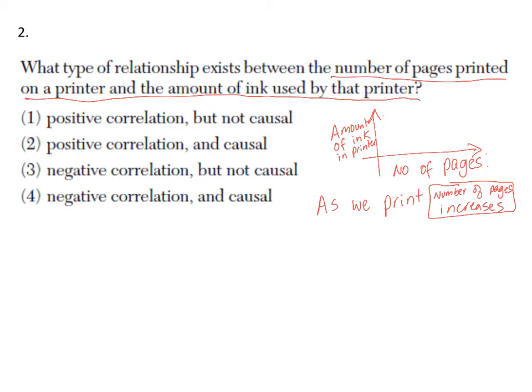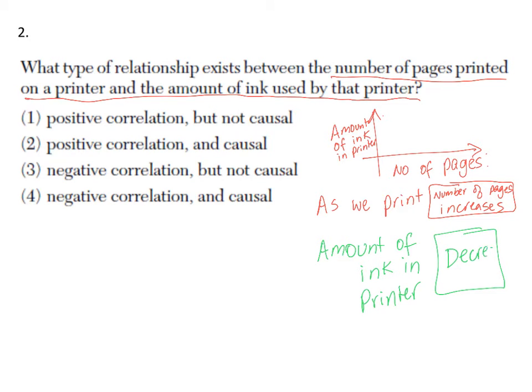What happens to the amount of ink? Does that increase or decrease? The ink in the printer decreases as you print more sheets. So this goes down. So one thing is going up, the other is going down. So a line will be like this. Does this have a negative or a positive correlation? This has a negative correlation.